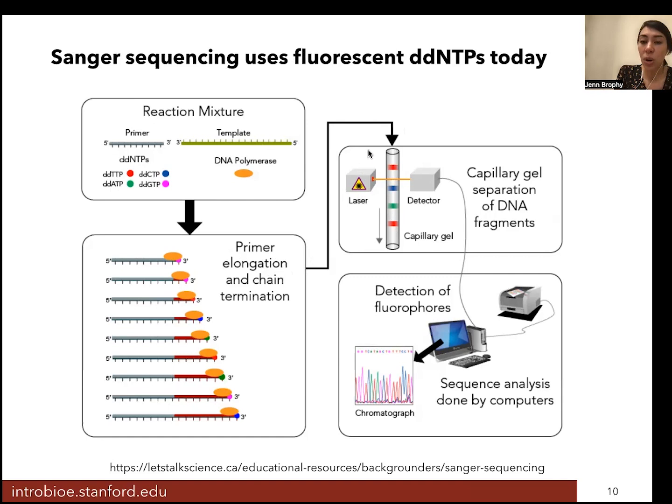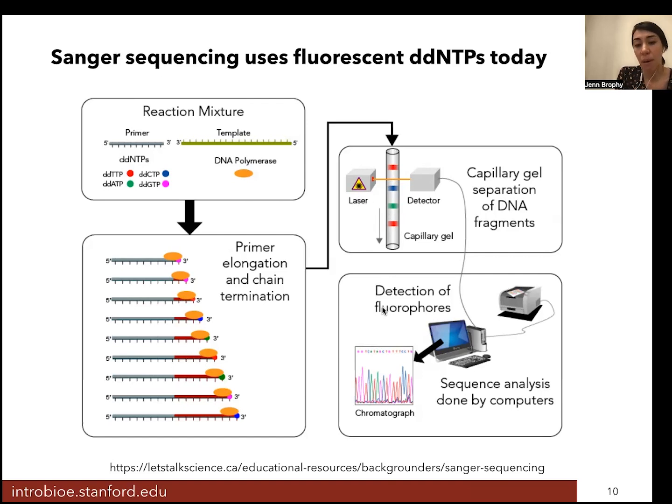But as you are running the DNA through, you're actually using a laser to excite these fluorophore dyes, and then detecting to see, okay, did I see a red dye? Did I see a green dye? Did I see a blue dye? And based on the order of the dyes coming through, you know what the sequence is.